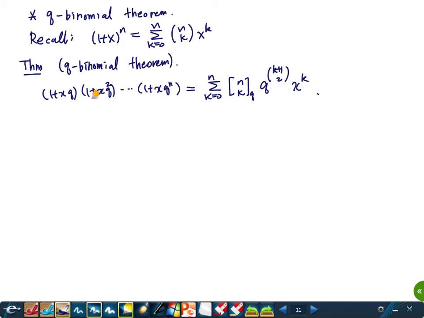All right, so do you see this is a generalization of this? Usually Q something means if Q equals 1, we get the original one. This kind of theorem is called a Q analog.